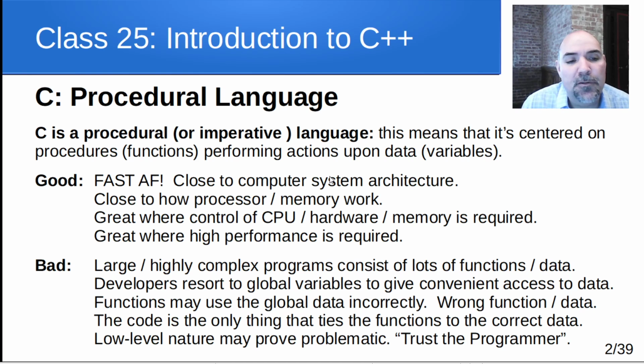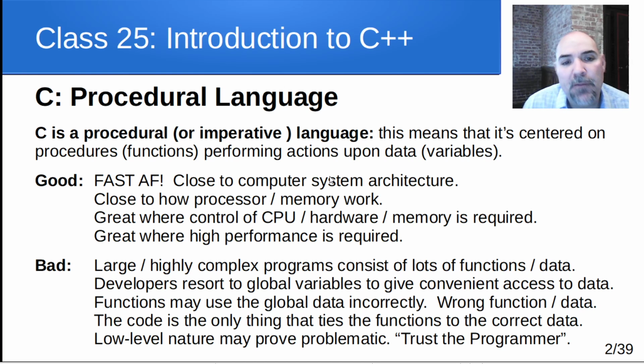And procedural languages are also great where we need control over that computer system. In other words, we need control of the CPU, what it's doing with the hardware, what it's doing to the memory. And it's also great where we need high performance because it's really close to the way the computer works. It's kind of a one-to-one relationship: here's this line of code, here's what happens to the memory, and the CPU is the thing doing all the work.